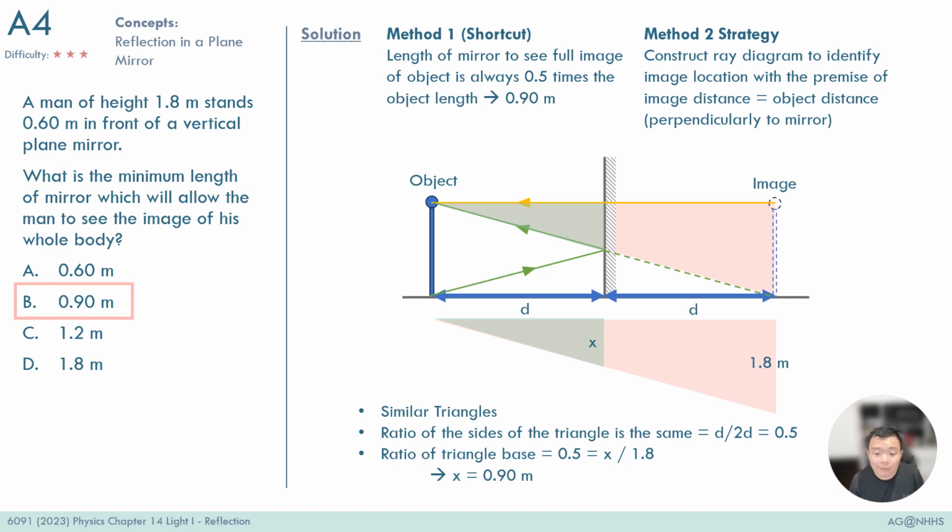So now if we compare the base of the triangle, the green triangle, the base is X, and that is the answer that we're looking for, because the X shows the portion of the mirror that is required for the man to see the image, and the base of the red triangle is 1.8 meters. Plug it in to equate to the same ratio of 0.5, you can then get X equals to 0.9 meters.